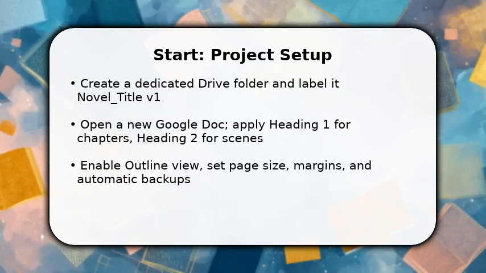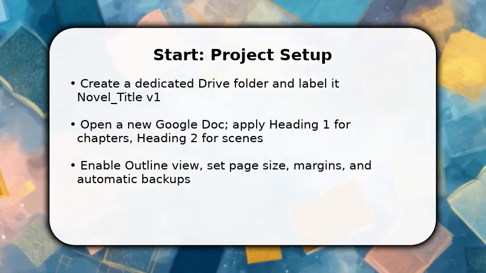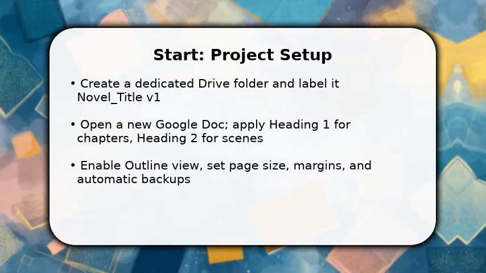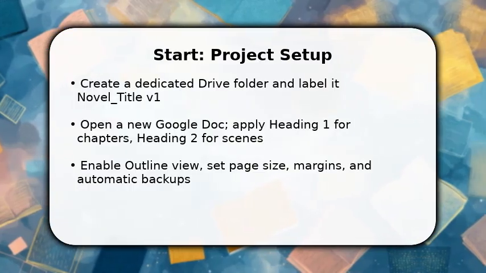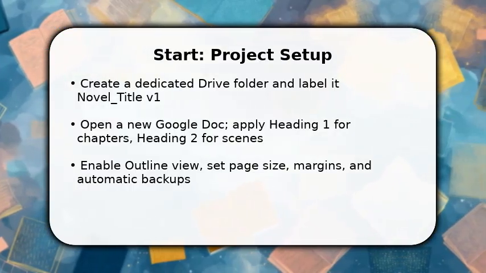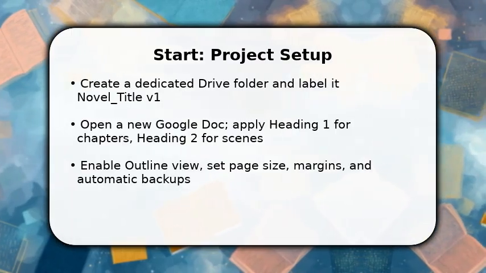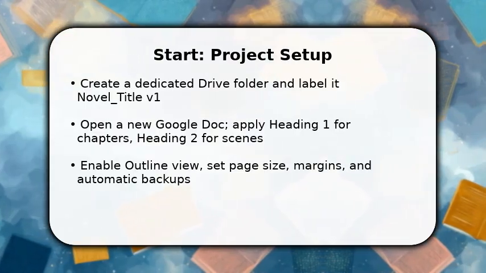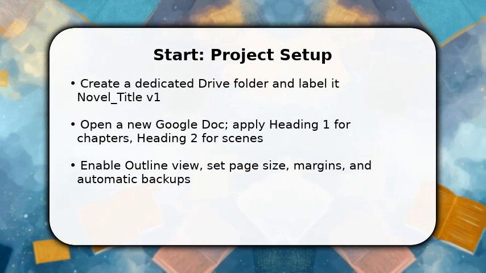You start by preparing a workspace you will actually use. Create a Drive folder named with your novel title and version, then open a new doc and assign heading styles for chapters and scenes so the outline builds automatically. Once done, adjust page setup, margins, paper size, and line spacing to match your drafting needs. Make sure to rename the document with a clear version pattern so you can find drafts quickly. This saves time and prevents accidental overwrites.